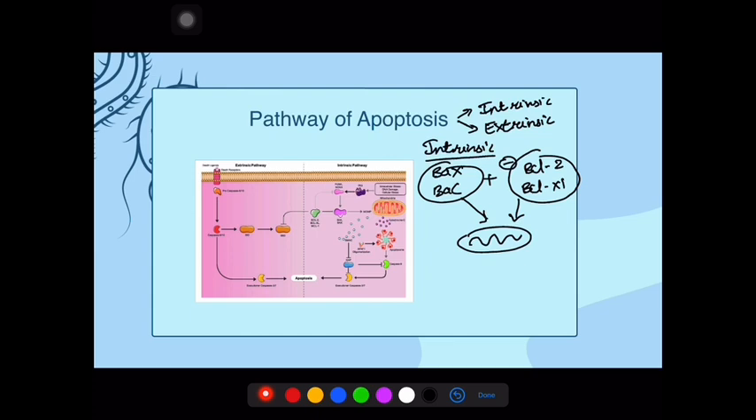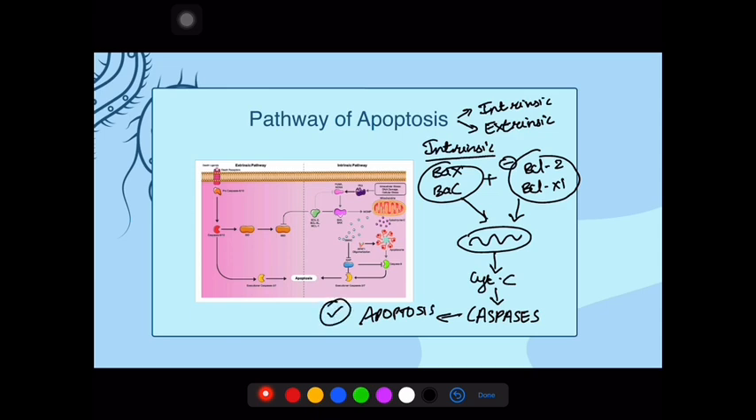So let's see the positive feedback first. When BAX and BAK act on the mitochondria, it will act positively and will stimulate an enzyme called cytochrome C. What will the cytochrome C do? It is going to activate another enzyme called caspase. These caspases are very essential for the cell to do apoptosis. So this is a positive feedback where the apoptosis is going to happen.